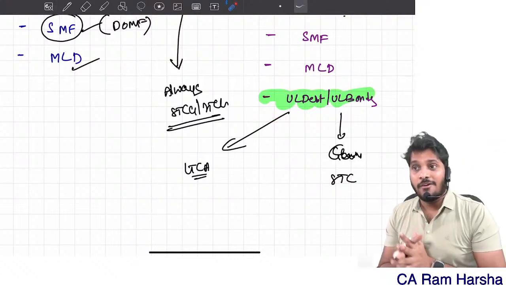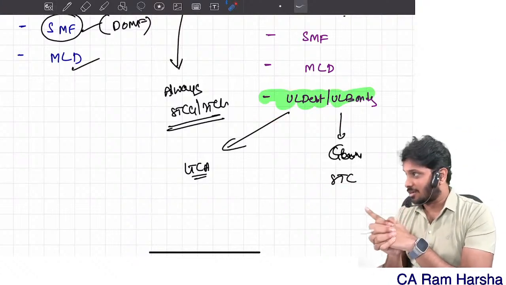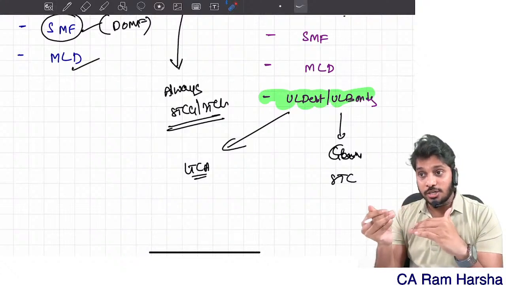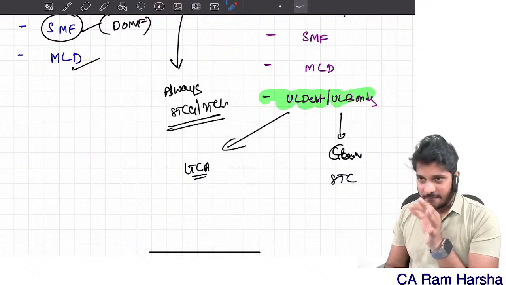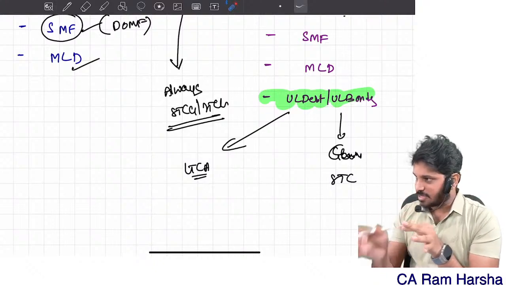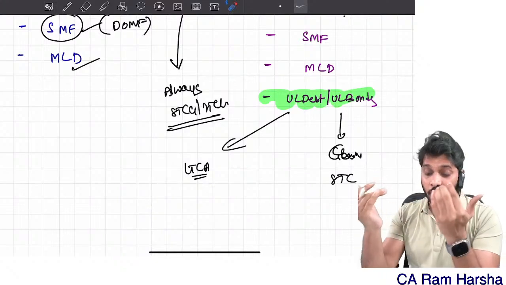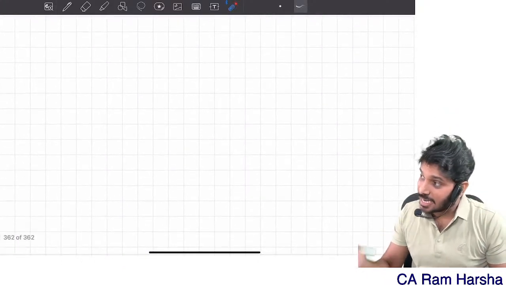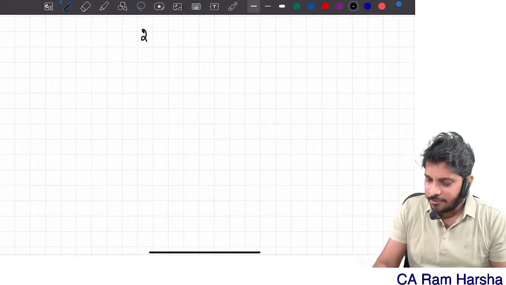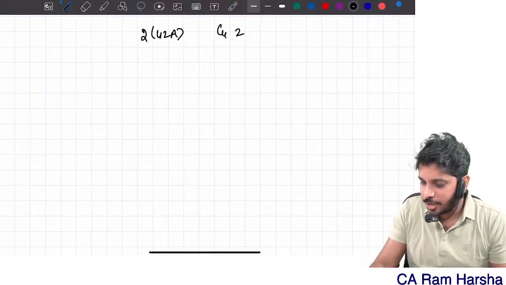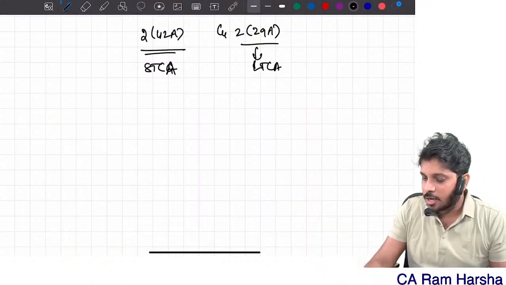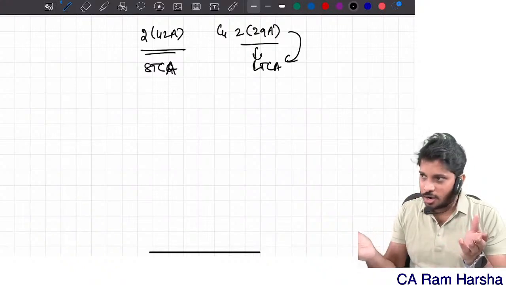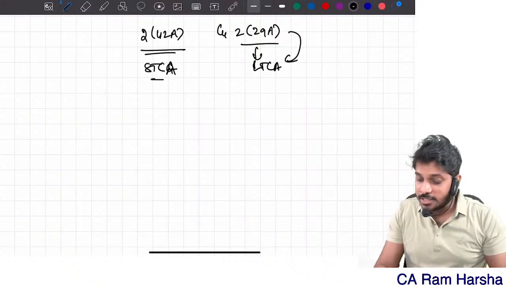By the way, whether an asset is long term or short term depends upon the period of holding. Now let's discuss that point first. We have section 2(42A) and section 2(29A). Section 2(42A) talks about short term capital asset, and 2(29A) talks about long term capital asset. The 2(29A) section says a long term asset is one other than short term.